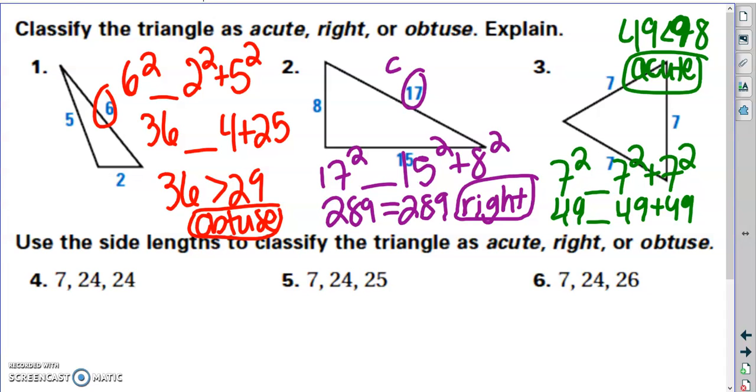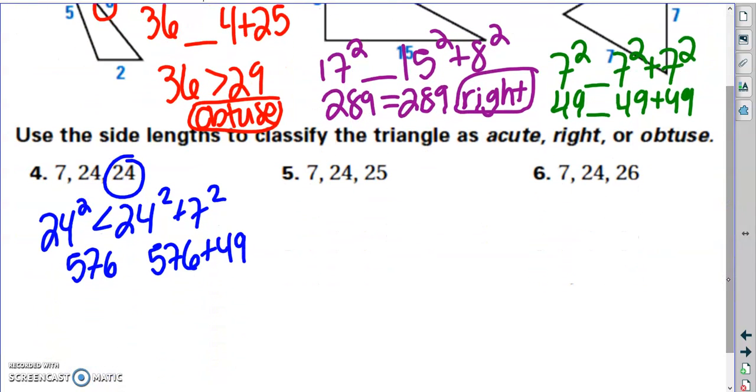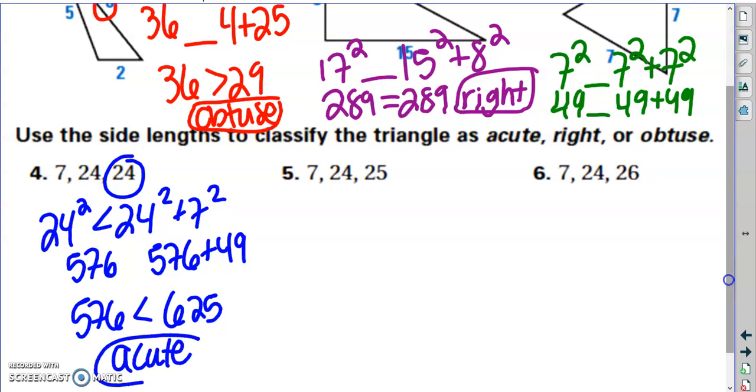The last three, use the side lengths to classify the triangle. Again, same thing, we just don't have the picture of the triangle. Pick your longest side, 24 and 24, so they're both longest. 24 squared is what to 24 squared plus 7 squared? You would have gotten 576 is what to 576 plus 49? Well, in that case, you don't even have to add them. We know that 576 is going to be less than that value because we're adding something to 576, which makes it an acute triangle.